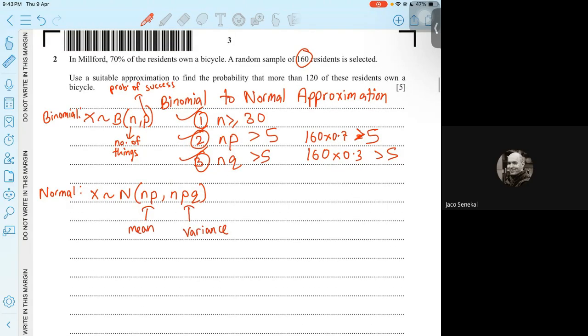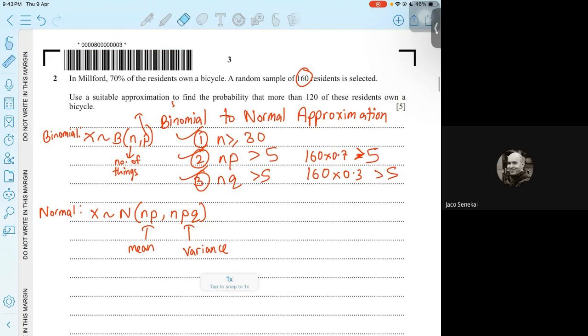Do we understand why we have to change this question to normal approximation? Thumbs up if you understand. Okay, lovely. So when this happens, we also have to change this. Wait, so let's just go one by one.